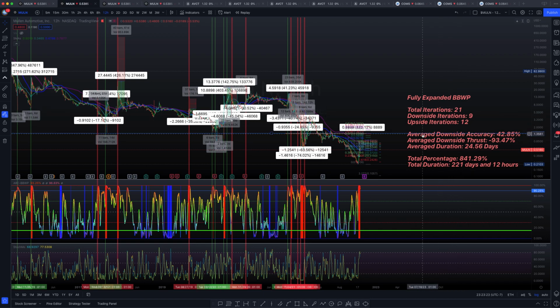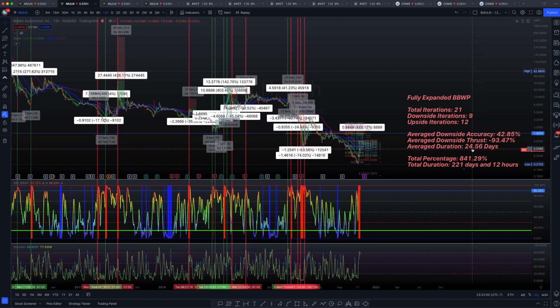And the downside led to about a 42.85% accuracy. I'm sorry, it was a 42.85% accuracy that we would go to the downside. And the average downside thrust would be a decline of 93.47% over the span of about 24 and a half days.